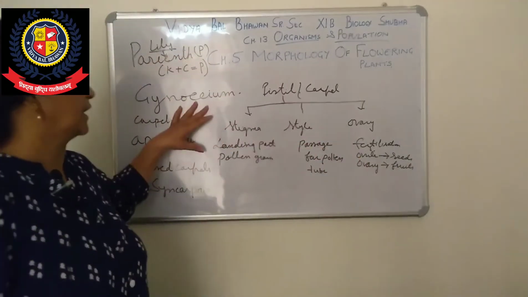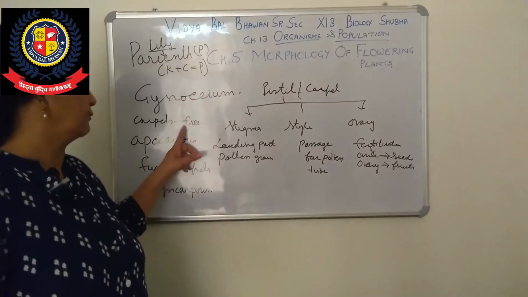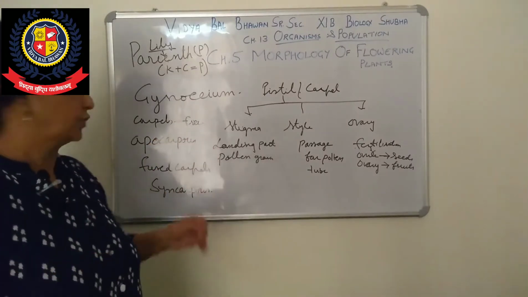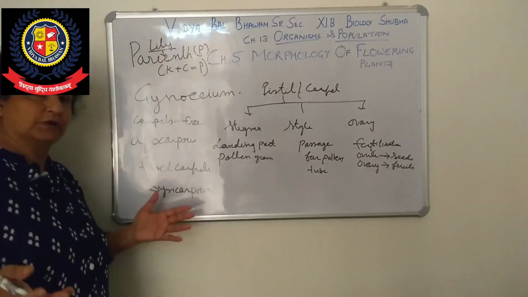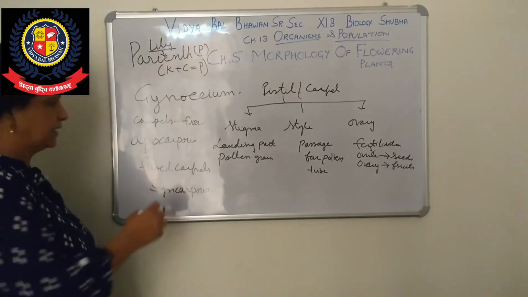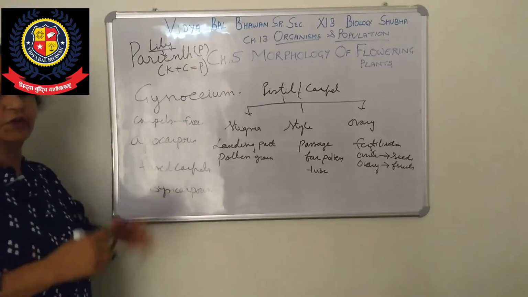If the gynoecium has more than one carpel and the carpels are free, it is called an apocarpous ovary. When there is more than one carpel and they are fused together, it is called a syncarpous ovary, right? Now, inside the ovule.